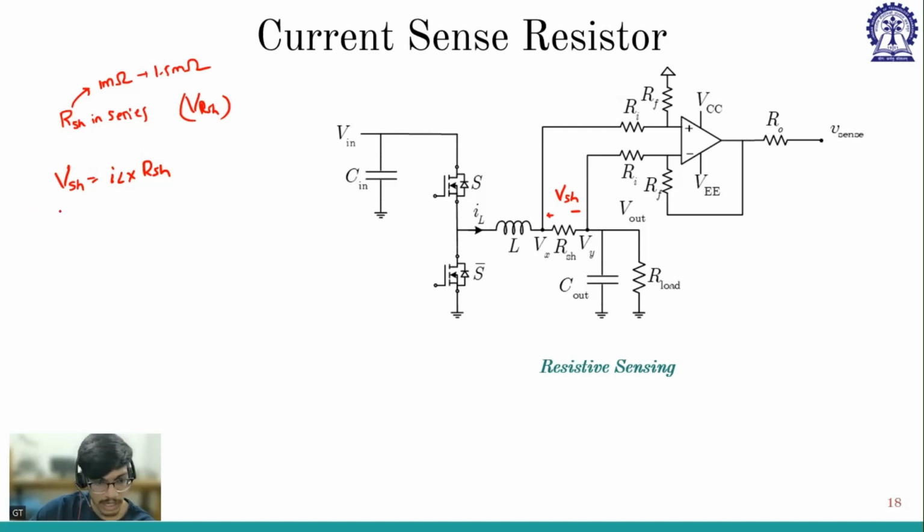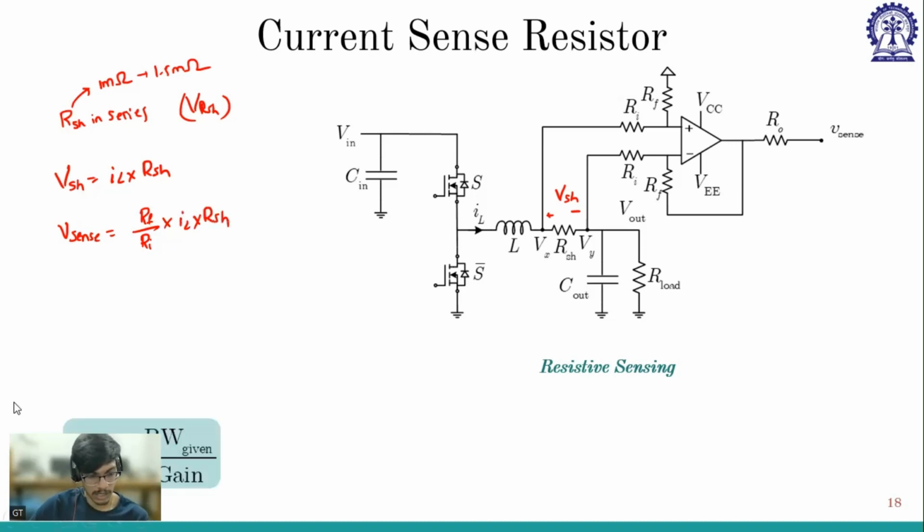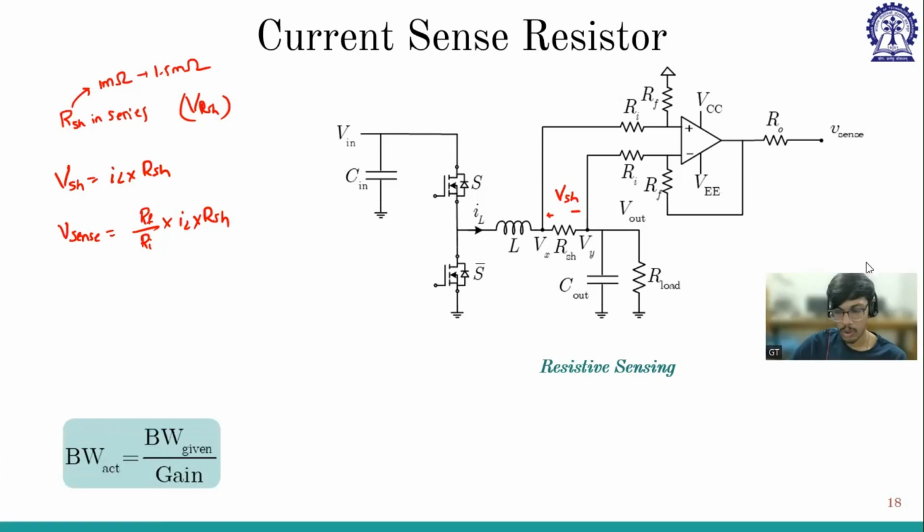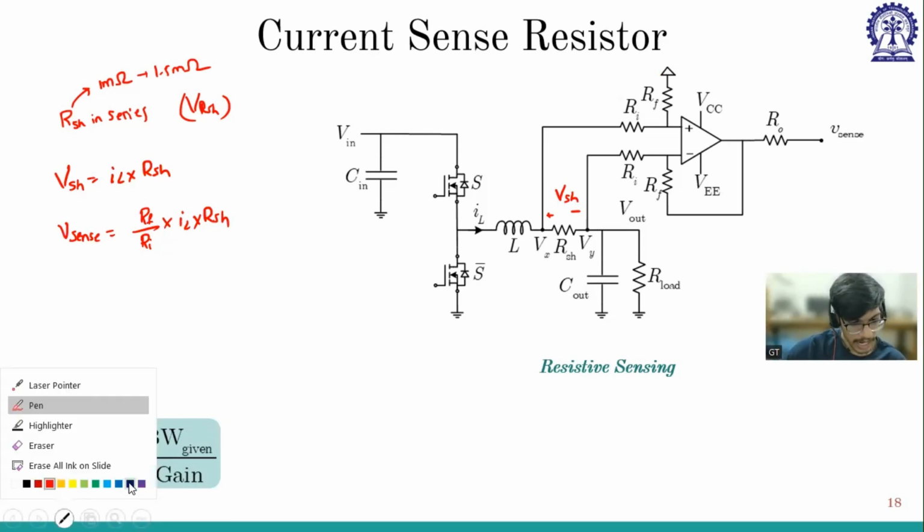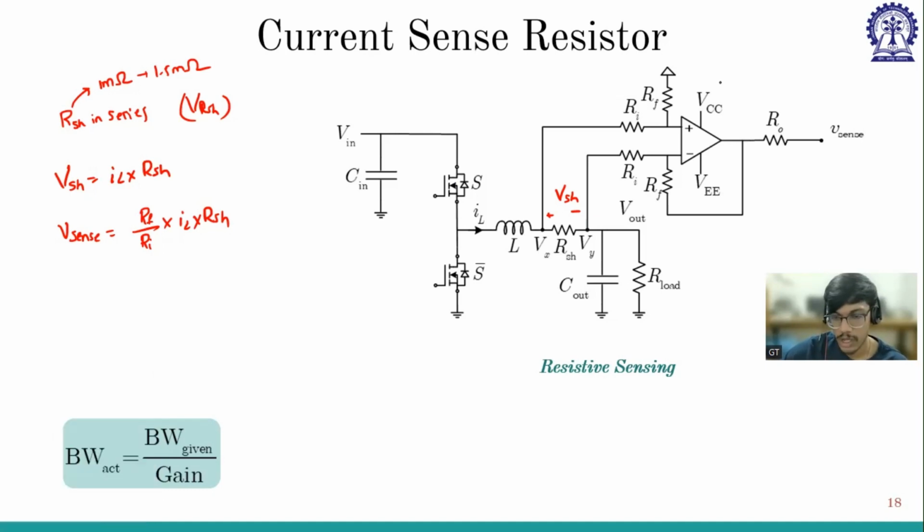I want to increase the gain. So again I'm using the differential amplifier, VSense, which is RF by RI into IL into RSH. So this is my final VSH. Now, you may all know that the op-amp will have a bandwidth, and there is something called gain bandwidth product, which is unity. So if you increase the gain, then the actual bandwidth will decrease.